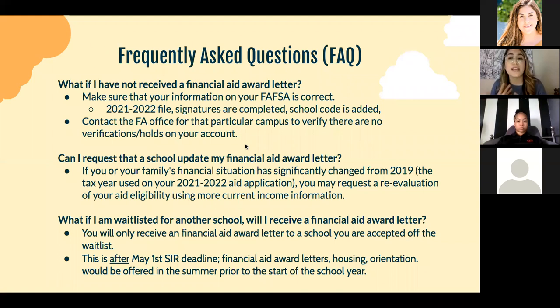So some of the frequently asked questions students ask about their financial aid award letters are, what if I haven't gotten one yet? I've been accepted to school, but I've been checking my portal and I don't really see anything. So the first thing you want to do is make sure that the information on your FAFSA is correct. What we mean by this is, is your full name on your FAFSA? Did you put the right social security number? Did you file FAFSA for the correct year, making sure that it's for 2021 and 2022, right? If you had to submit signatures, have you already done that? Did you also make sure to add the school code?